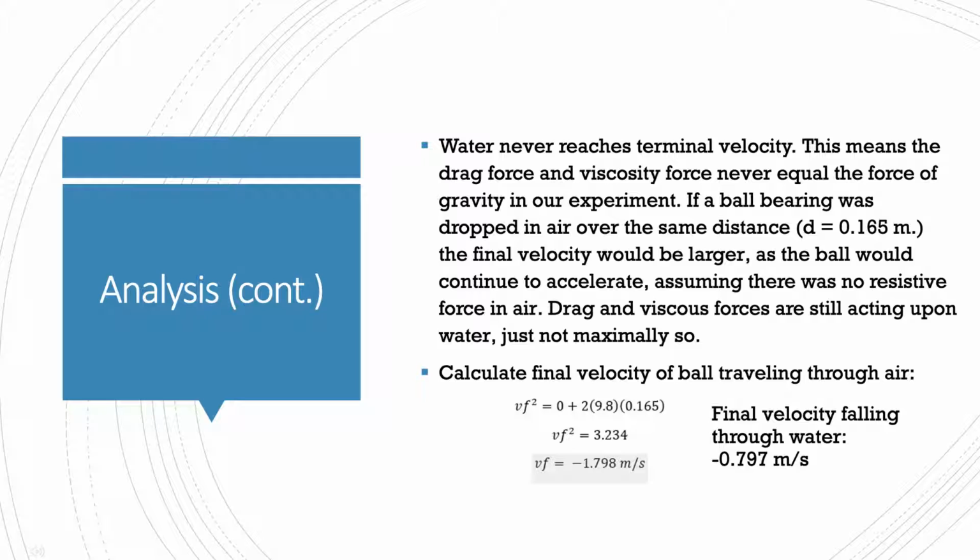Further analysis shows water never reaches the terminal velocity. This means the drag force and viscosity never equal the force of gravity in our experiment. If the ball bearing was dropped in air over the same distance, the final velocity would be larger, assuming there are no resistive forces in the air. The drag and viscous forces are still acting upon the ball in the water, just not to their maximum. Below, we compared the calculation of final velocity in air versus the tracker results of velocity flowing through water. As we can see, the final velocity of air is much greater.